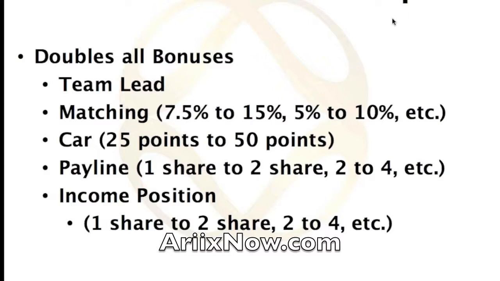Okay, that pause was for effect. That wasn't technical. That was absolutely for effect. Instead of 7.5% on a matching bonus in my first generation, I get 15%. Instead of 25 points, I get 50 points. Instead of 1 share, I get 2 shares. Not difficult math. It's times 2 every time. This is very, very critical. There's a couple of ways to do that. I'll let Fred take care of it.